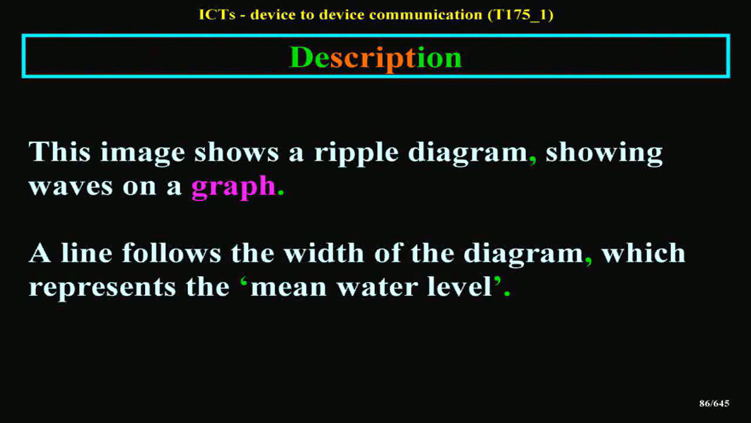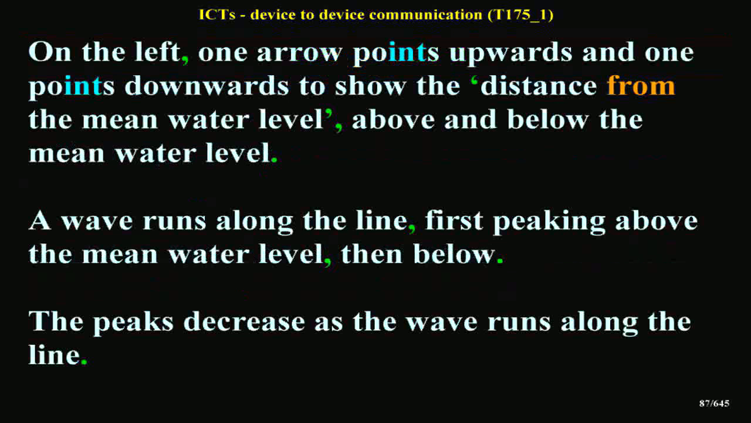Description. This image shows a ripple diagram, showing waves on a graph. A line follows the width of the diagram, which represents the mean water level. On the left, one arrow points upwards and one points downwards to show the distance from the mean water level, above and below the mean water level.